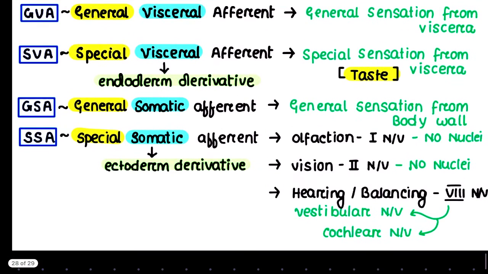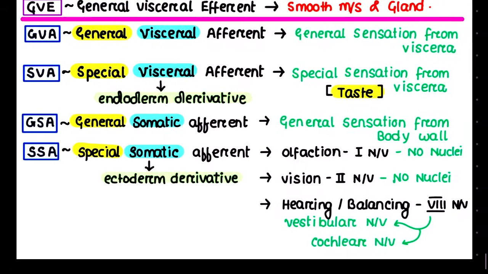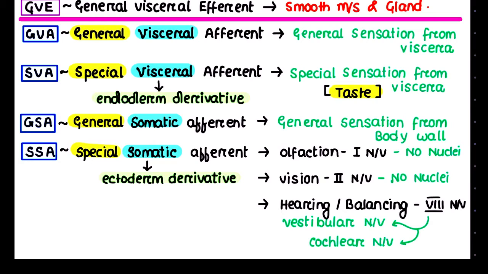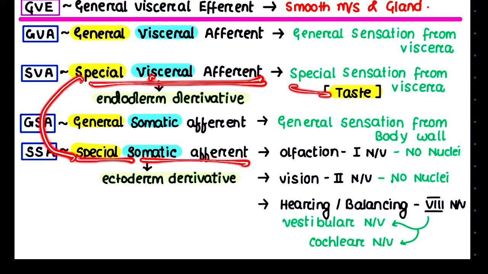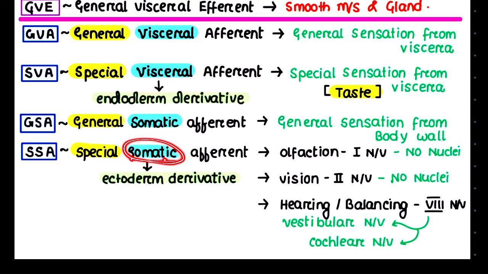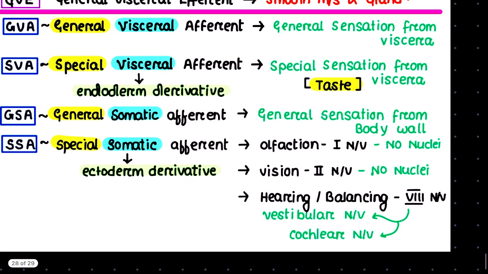Okay, now talking about special somatic afferent. We talked about special visceral afferent, which was taste. Similarly, special somatic afferent: out of olfaction, vision and taste, the taste was from our endodermal derivative, but here from somatic it is talking about the body wall, that means from ectoderm and also from mesoderm. The remaining are olfaction, vision, hearing and balance.